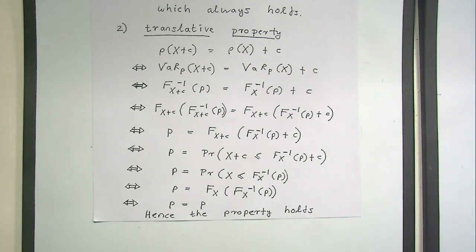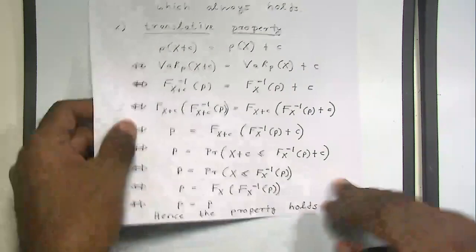All right, guys. So you see what I've done. I have assumed the result, and I have shown that after a few calculations, p is equal to p, which is always true, right? Okay, and therefore the property must be true. Is that clear, guys? Yeah. Okay, so that's how you prove the translative property.